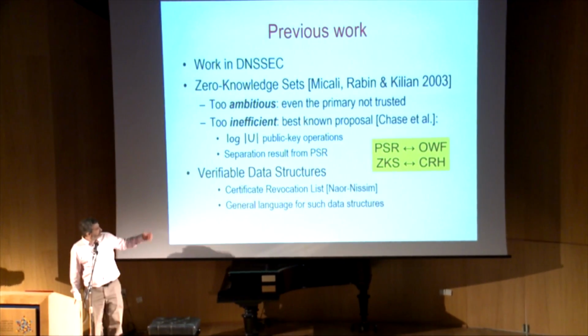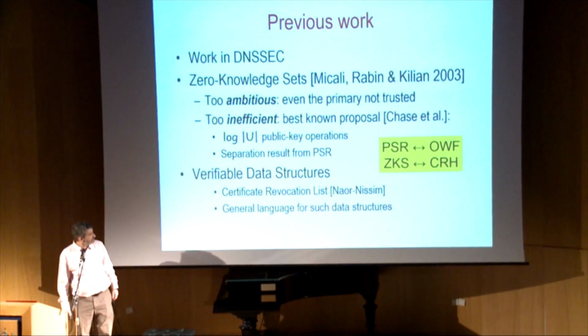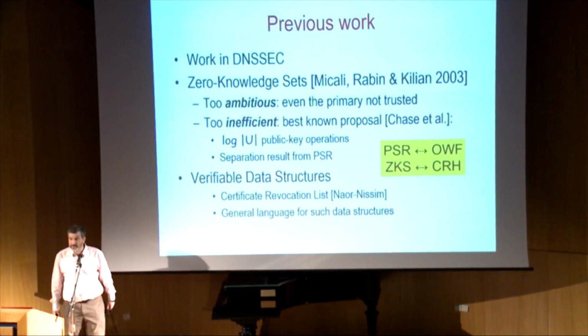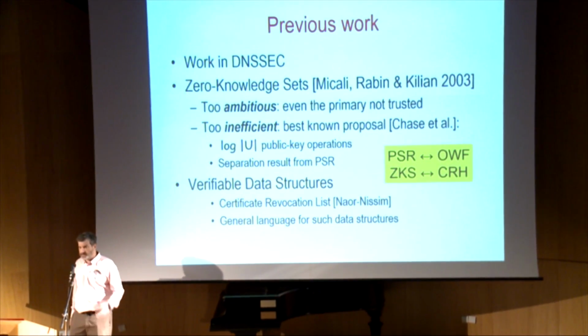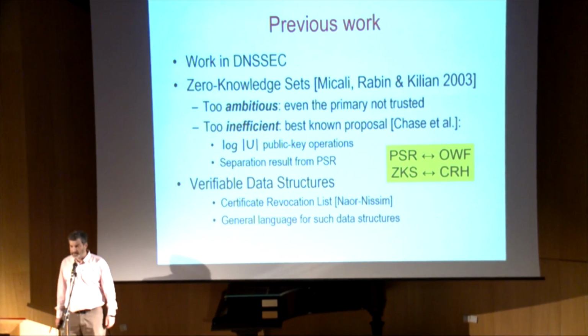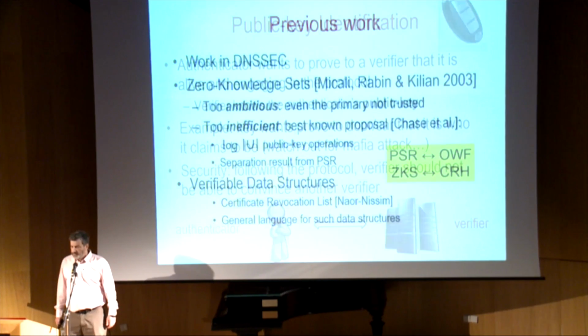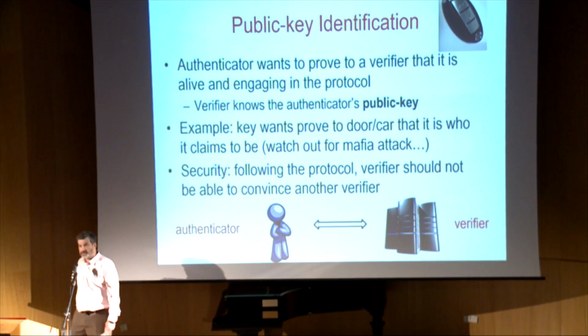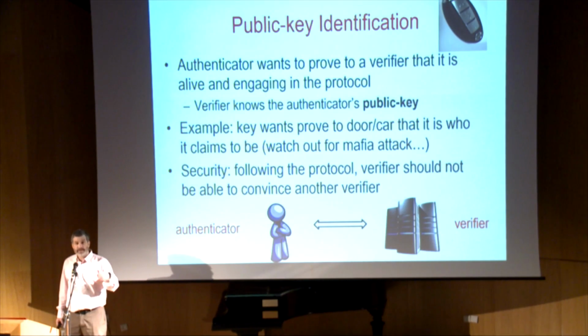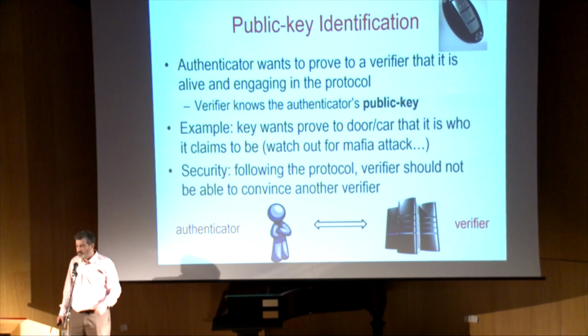Then there is quite a lot of work on verifiable data structures and certificate revocation lists and general languages for such data structures. But these works usually do not keep privacy. They emphasize only correctness. Okay, so let's start with showing why it's a non-trivial problem, why it cannot be as simple as NSEC3, where all the computation you did was compute h of x, a simple function, and do a lookup.